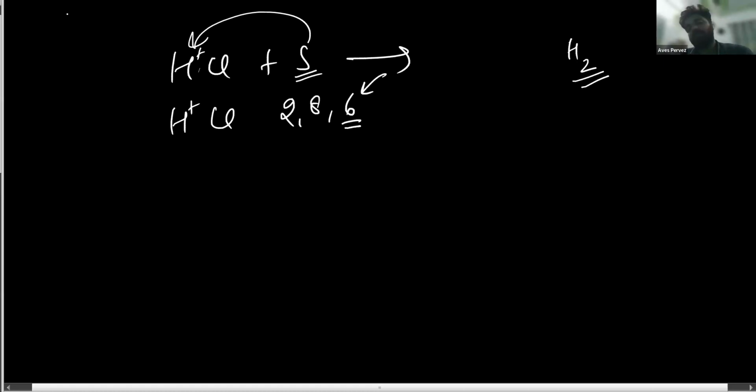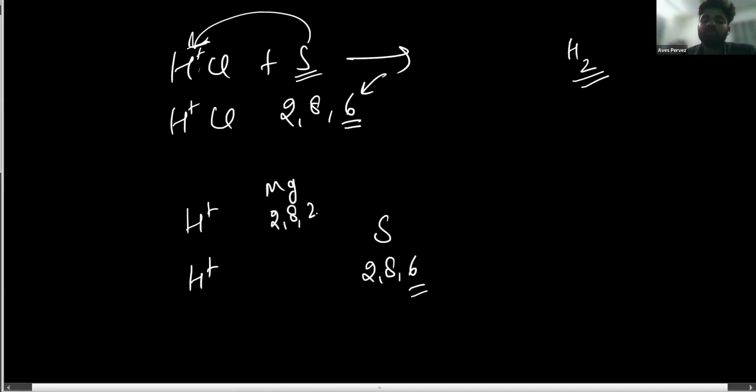Let me explain one more time. What I'm saying here is that non-metals are not able to donate electrons to the H plus ions of acids. For example, if I'm having H plus ions, and this is sulfur, 2,8,6, sulfur needs 2 electrons to complete its octet. But if a metal is present, for example magnesium is 2,8,2, magnesium can donate electrons because it is electron rich. It can donate electrons and become 2,8.